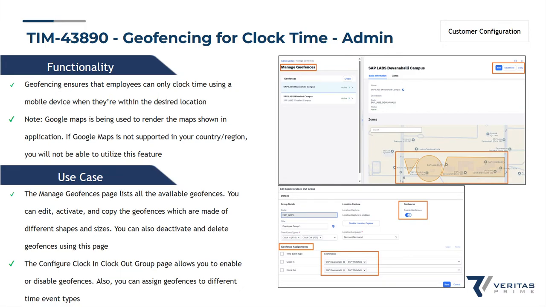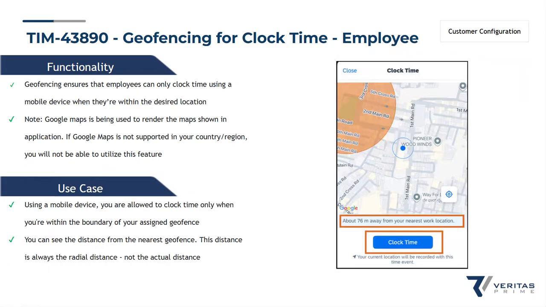As an admin, the Manage Geofences page lists all the available geofences. You can edit, activate, and copy the geofences, which are made of different shapes and sizes. You can also deactivate and delete geofences using this page. The Configure Clock In, Clock Out group page allows you to enable or disable geofences. Also, you can assign geofences to different time event types.